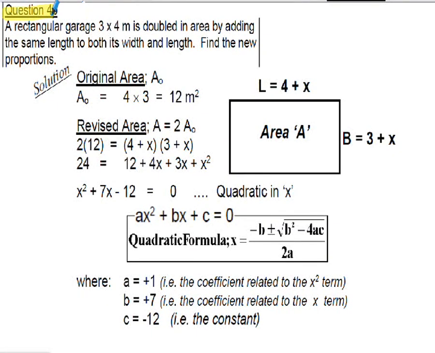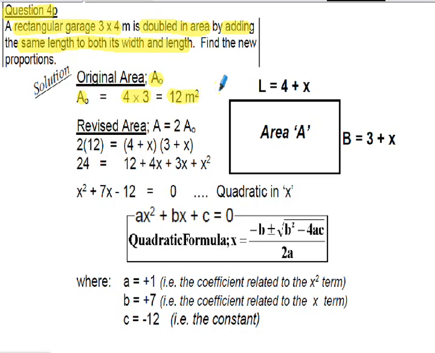Question 4p solution. This is for the garage that originally has dimensions of 3 by 4 meters. We're doubling the area by adding the same value to both its width and its length. We've got to find the new proportions. So the original area, which I've called A0 here, would be 4 multiplied by 3, so 12 meters squared is the original area.